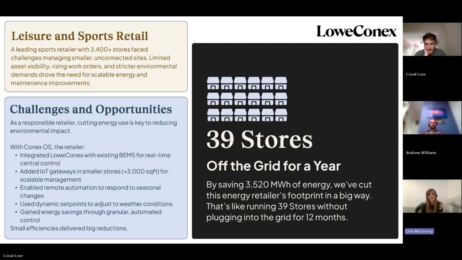I mean, last year we actually saved enough energy, and this is without any of the maintenance reductions and benefits, or reductions of people traveling to site and changing things, just from a pure energy reduction point of view, to completely power 39 of their stores. So really impactful by way of how we've measured that. And we're supporting them to continue to hit their 2030 net zero goals as well.